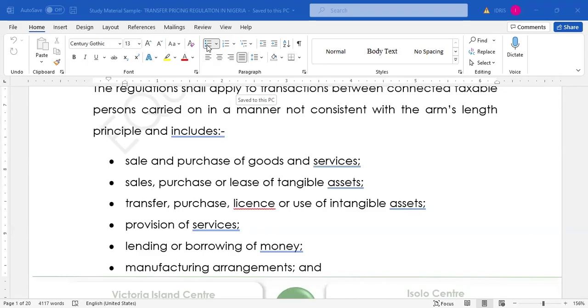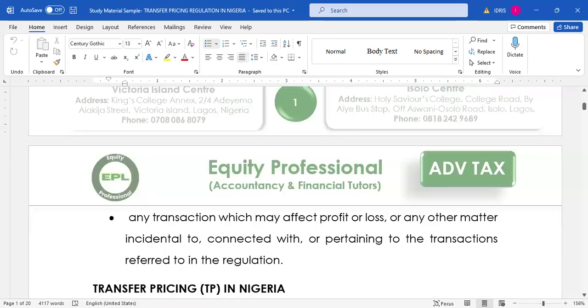Manufacturing arrangement. Two companies within the same group of companies: one company may be the one manufacturing the goods, while the second company may be in charge of distribution of the goods. That means the first company manufactures and sells to the second company, and they are within the same group of companies. That is a transfer pricing. So those are the scope of transfer pricing arrangements.